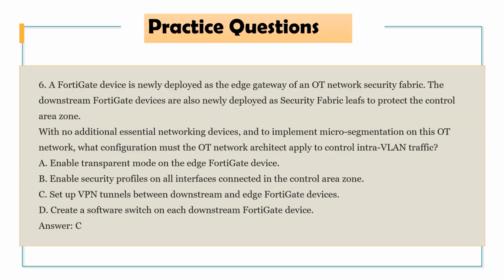A. Enable transparent mode on the edge FortiGate device. B. Enable security profiles on all interfaces connected in the control area zone. C. Set up VPN tunnels between downstream and edge FortiGate devices. D. Create a software switch on each downstream FortiGate device. Answer: C.